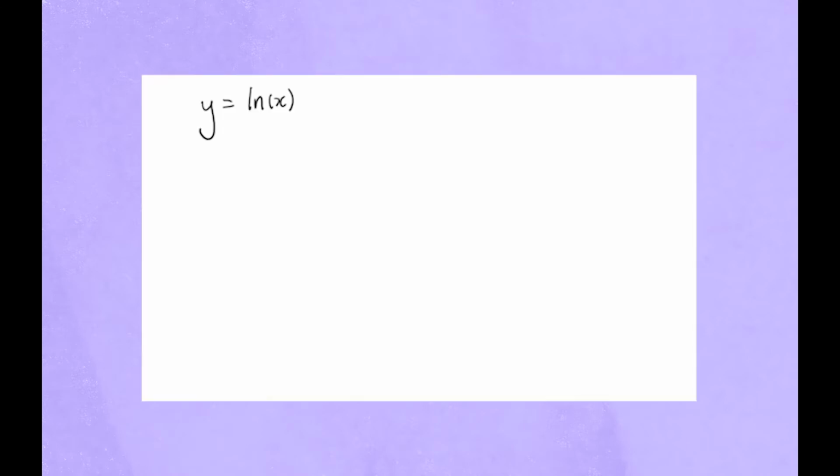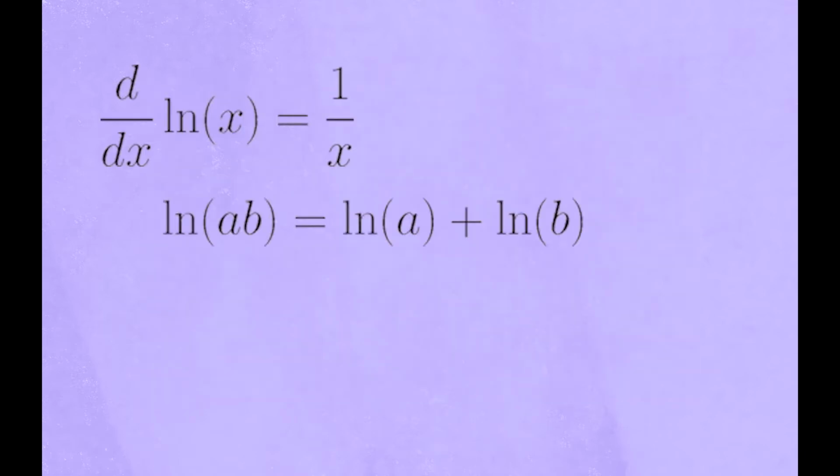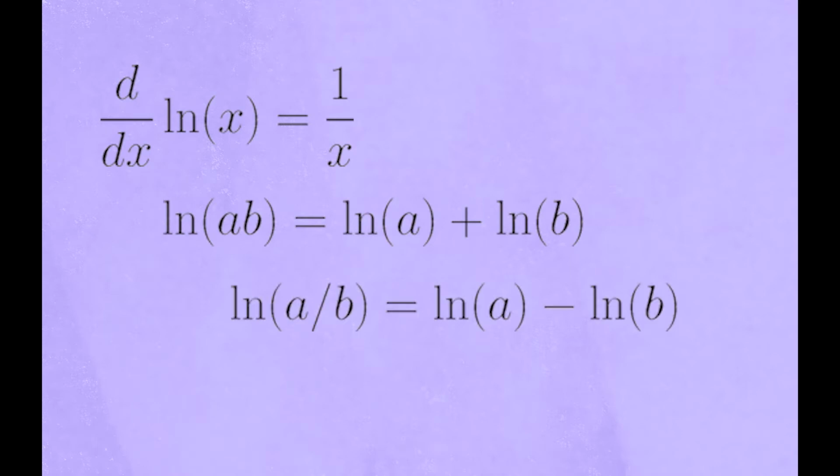Firstly, we need the derivative of the logarithm function. We can use our technique for finding the derivative of an inverse function to compute this, and we find that the derivative of ln x is 1 over x. Secondly, we need to remember our laws of logarithms. ln of a times b is ln of a plus ln of b, ln of a over b is ln of a minus ln of b, and ln of a to the b is b ln of a.